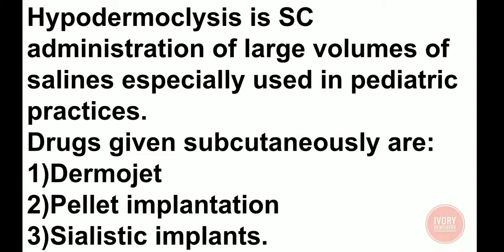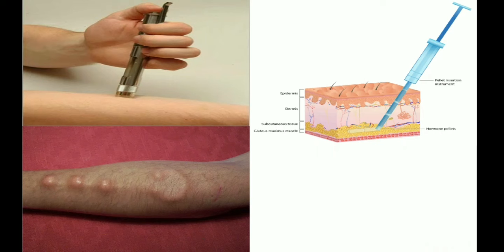dermojet, pellet implantation, Sialastic implants. As you see in the first picture, it is dermojet and pellet implantation is in the right side picture. And Sialastic implants, you can see on the skin the implants are placed into the skin.